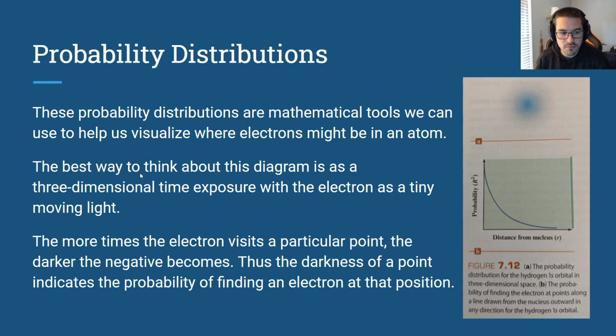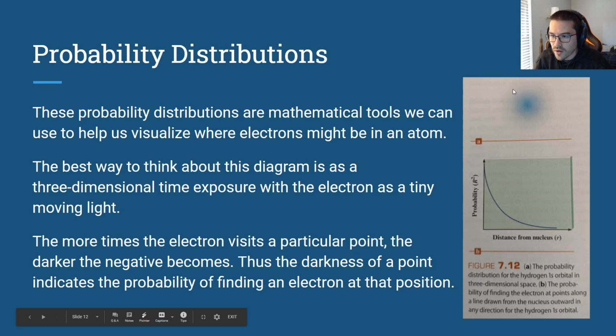The next three sentences explain how you should interpret this probability distribution, and I think this is really, really cool. It says the best way to think about this diagram is as a three-dimensional time exposure with the electron as a tiny moving light. So imagine you had a tiny little camera and you click and hold the shutter open and you can see where that electron is over time. The more times the electron visits a particular point, the darker the negative becomes. Thus, the darkness of a point indicates the probability of finding an electron at that position.